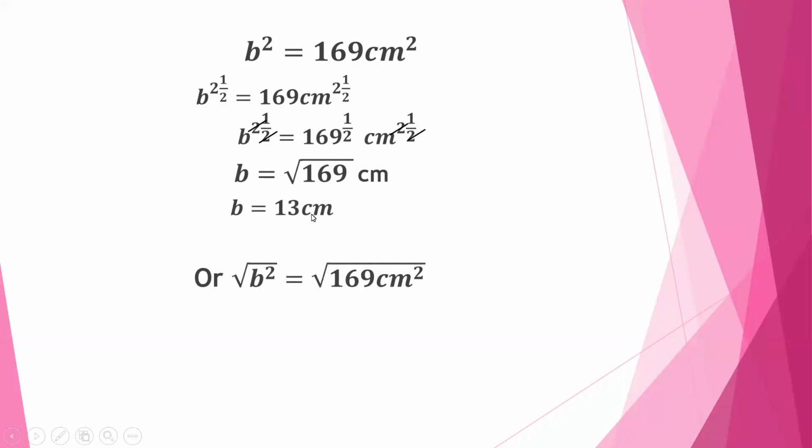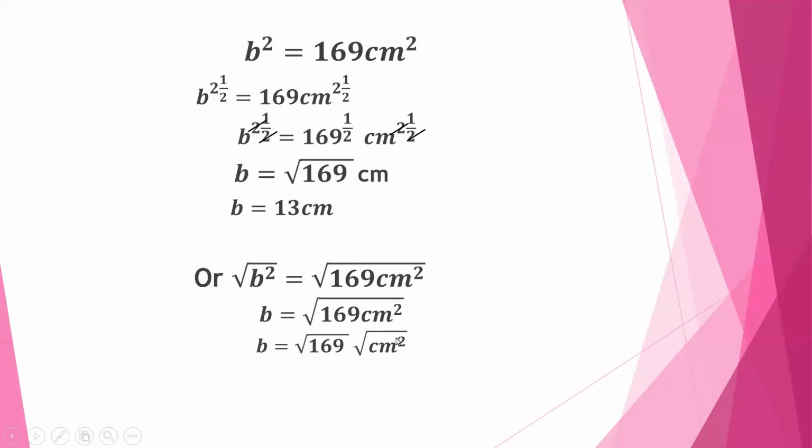Or you can use your square root straight away, where you have the square root of b. You introduce the square root straight away, and then you know that this 2 will cancel the square root out, because I said square root is the same as raised to the power half. So when this 2 cancels the square root, you still have your b, and then you have your 169 centimeters squared. And this is the same as b is equal to what? The square root of 169 and the square root of what?